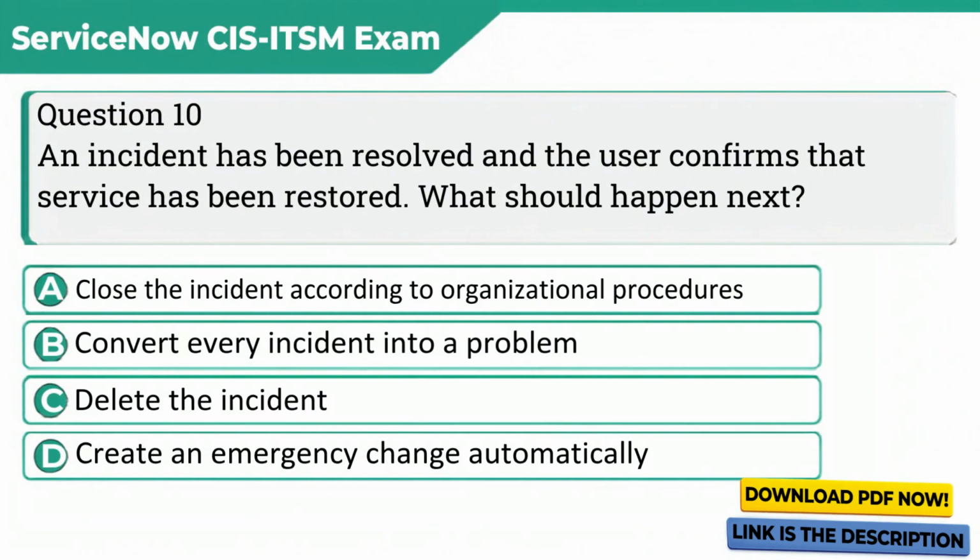Question 10. An incident has been resolved and the user confirms that service has been restored. What should happen next? A. Close the incident according to organizational procedures. B. Convert every incident into a problem. C. Delete the incident. D. Create an emergency change automatically.